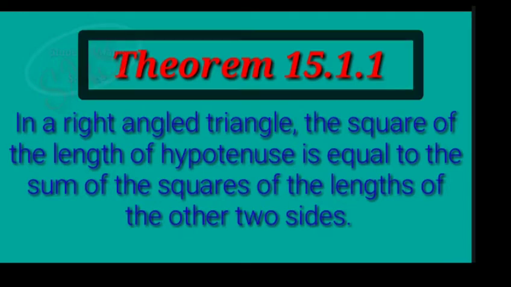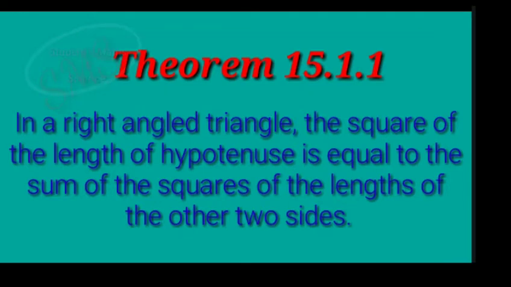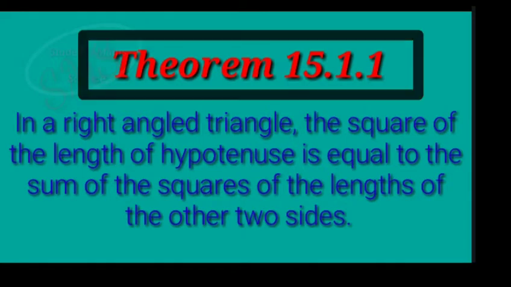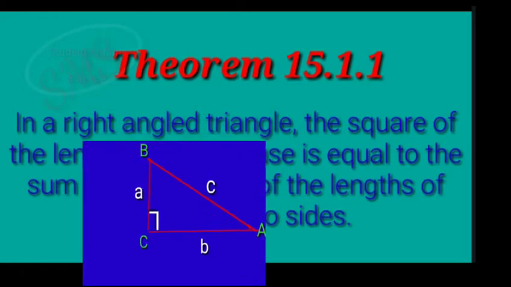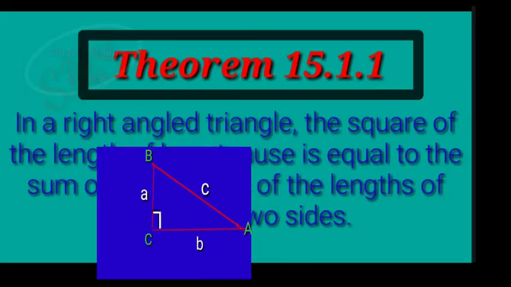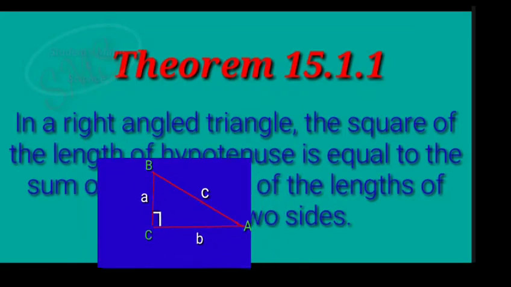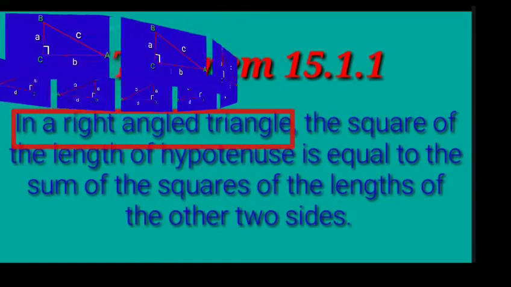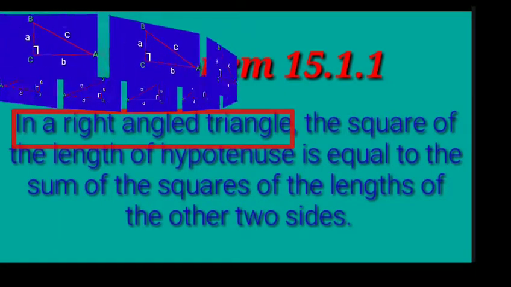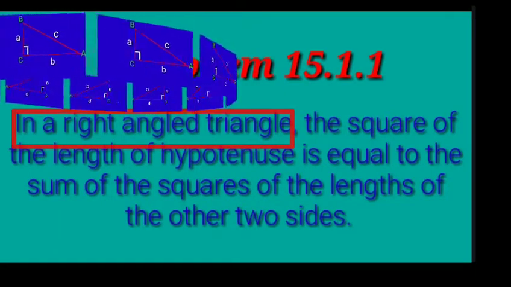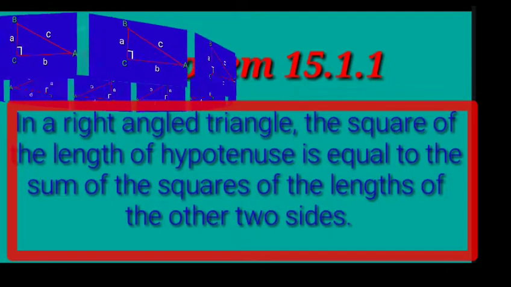Bismillahirrahmanirrahim. Today the topic we are going to discuss is Theorem 15.1.1 of Mathematics 9. This theorem is called the Pythagoras theorem. In a right angle triangle, the square of the length of the hypotenuse is equal to the sum of the squares of the lengths of the other two sides.